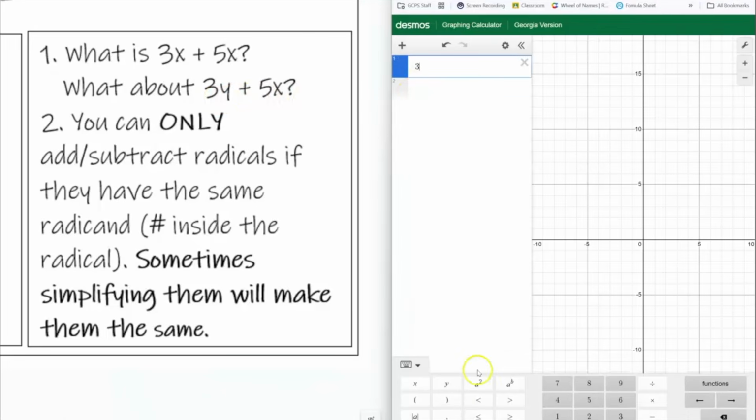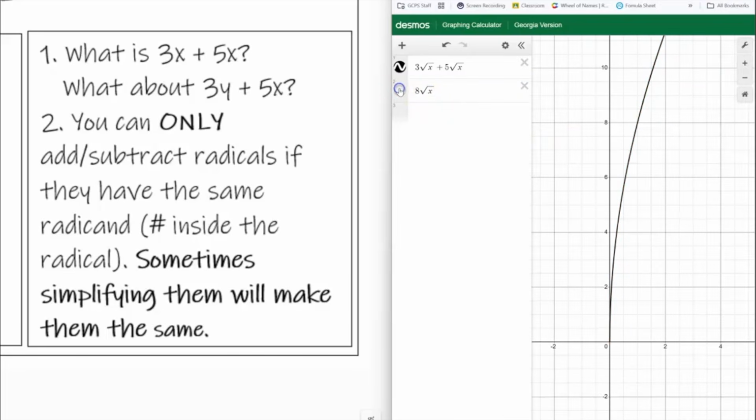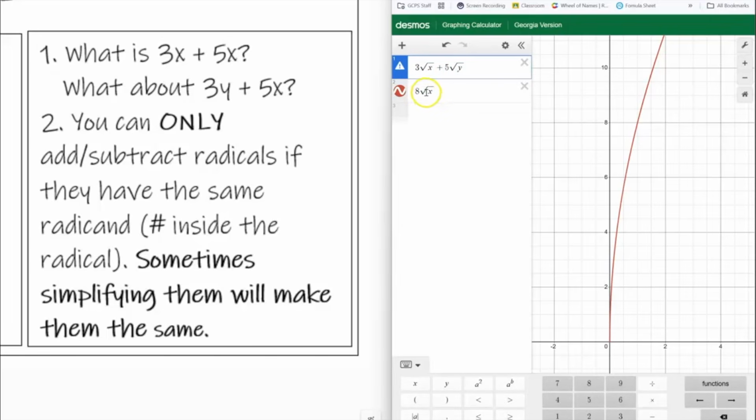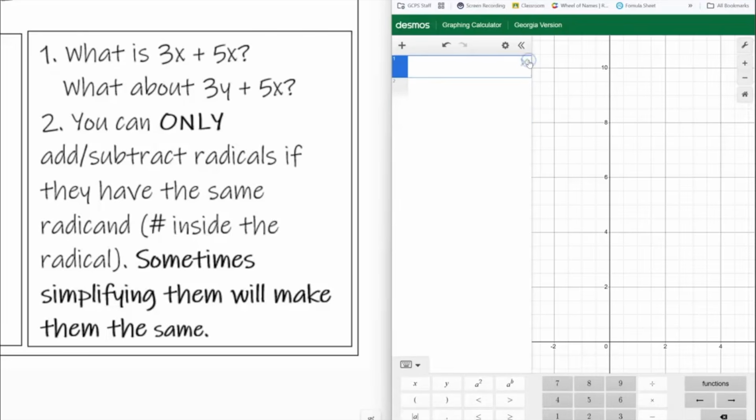So what I mean by that is if I have 3 radical apples plus 5 radical apples, they're the same, I can combine these to 8 radical apples. You can see that they match exactly the same because I can combine them. Whereas if I had 3 apples plus 5 oranges, I can't say I have 8 apple oranges. That makes no sense. Look, it's even giving me errors. Try adding an equal sign or whatever, it doesn't work. All right, so just remember that as we start.